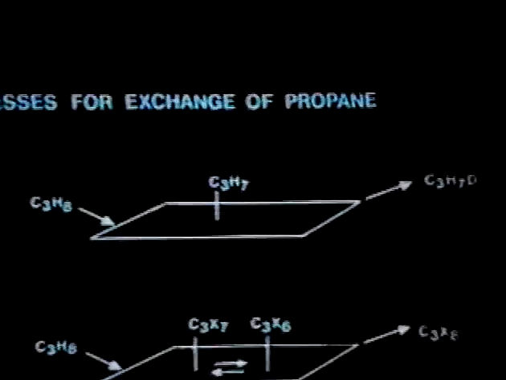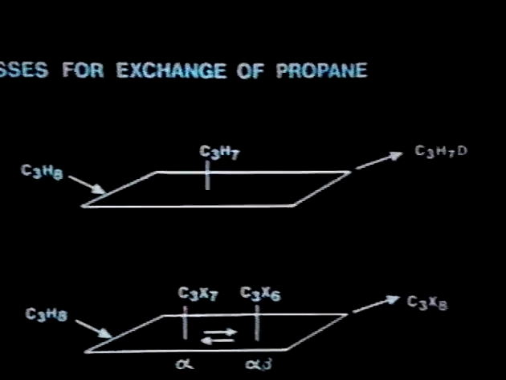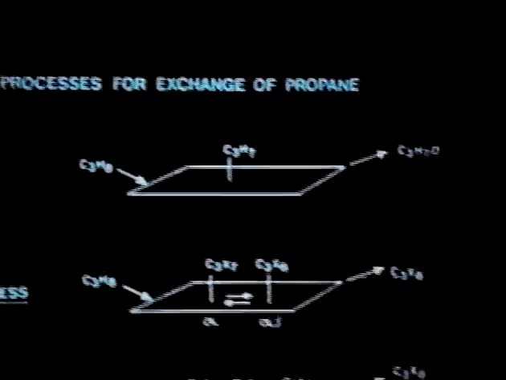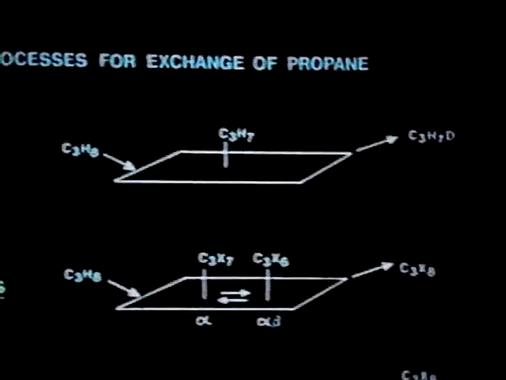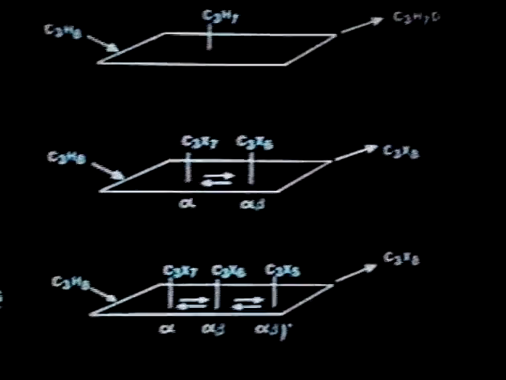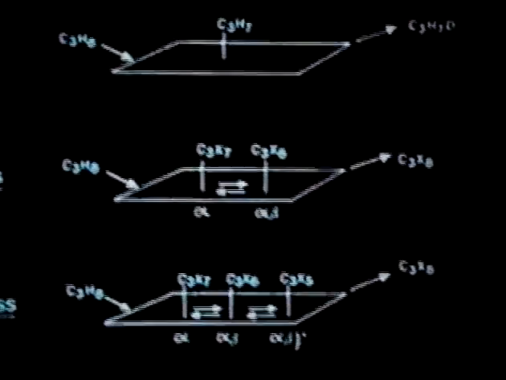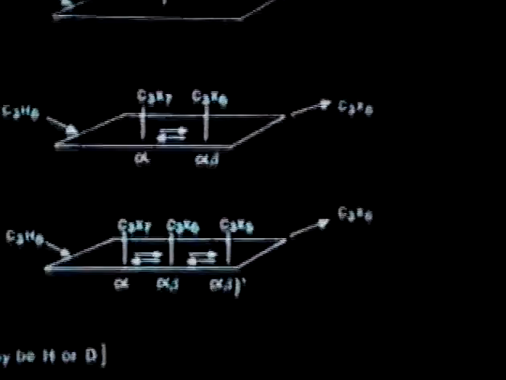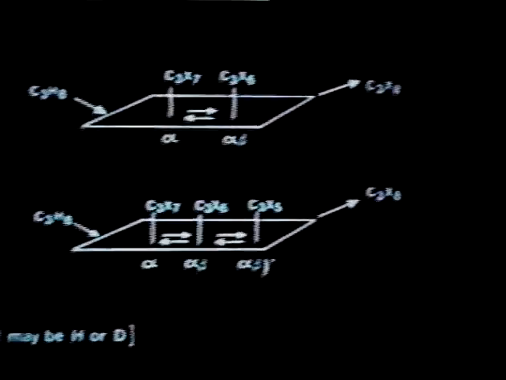Propane often undergoes multiple exchange, and the most probable mechanism for that multiple exchange is the one shown in the middle, the so-called alpha-beta process, where there is interconversion between alkyl and alkene species. There may also be a contribution from the lower mechanism labeled alpha-beta-gamma, which involves allyl species as well. Next slide.